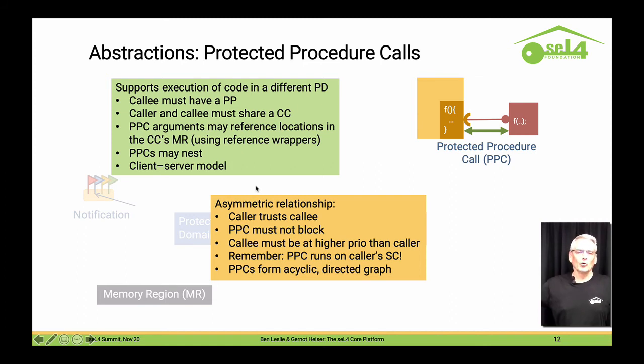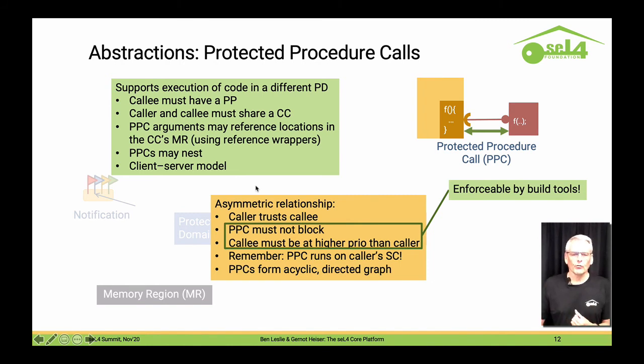You quickly notice, of course, that this already guarantees that there's no deadlock in the system. You can have nested protected procedure calls, but because of this priority rule, there cannot be any cycles and therefore no deadlocks. Again, this is something we want to enforce by build tools, eventually, probably not in the first version.